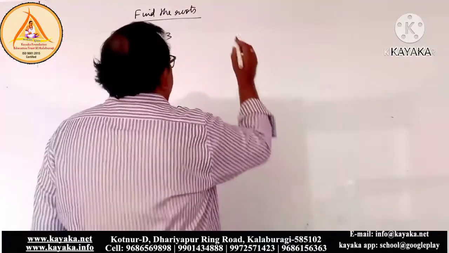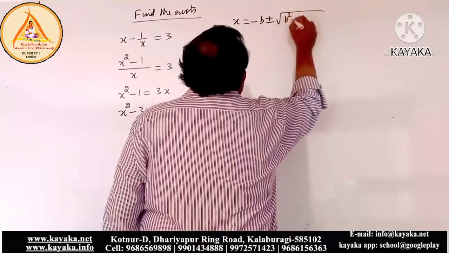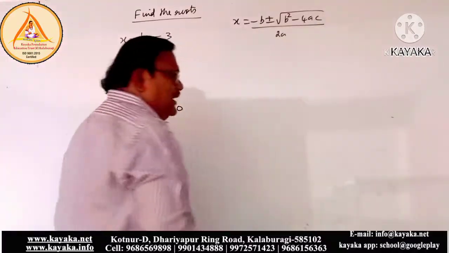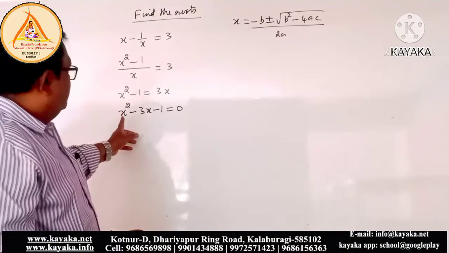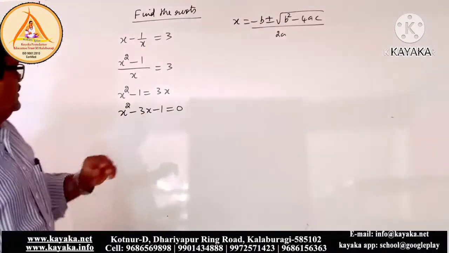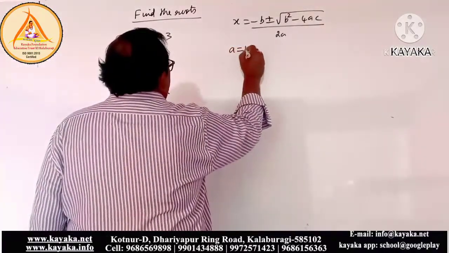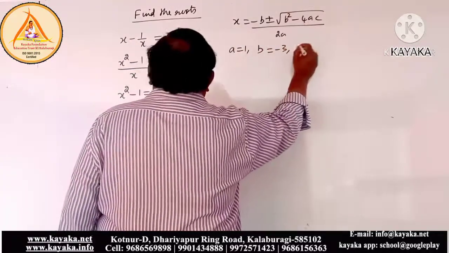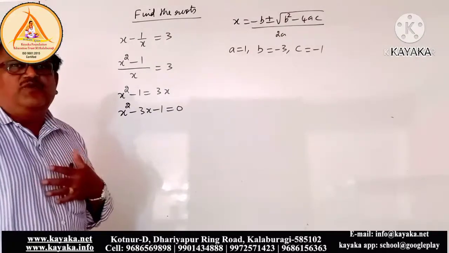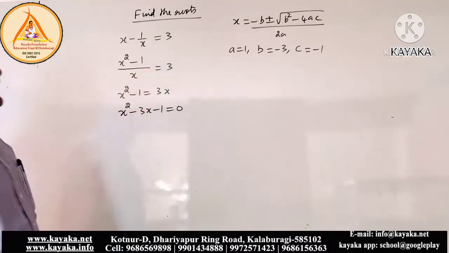The formula is x equal to minus b plus or minus square root of b squared minus 4ac divided by 2a. From this quadratic equation, you have to take the a value, b value, and c value. What is the a value here? a equal to 1, b equal to minus 3, and c equal to minus 1. Just substitute in the formula, you will get the answer.